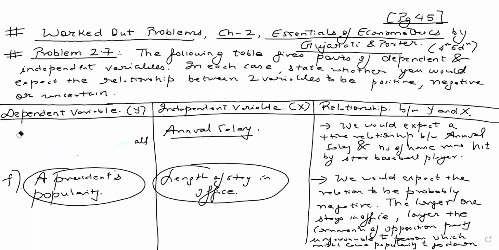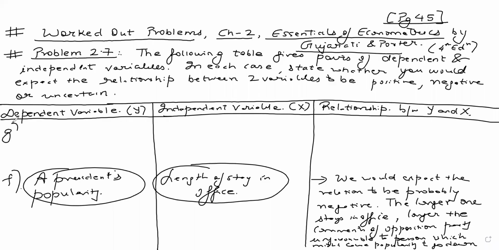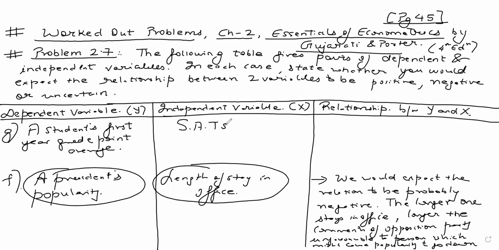Okay, let's look at part G. Erasing this part off. In part G, we are given a student's first year grade point average and his SAT score. Obviously, if your SAT score is high, it means your abilities of solving problems are higher, which means you are expected to score a higher grade in your first year. So we would expect the relationship to be probably positive. I'm just writing probably positive, I'm not wasting time writing the complete sentence.